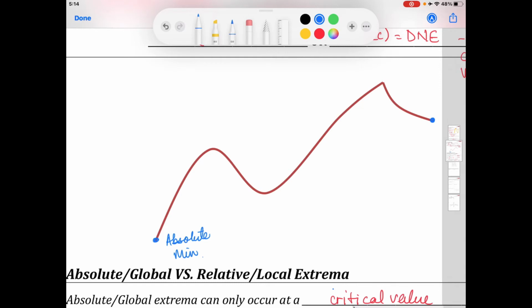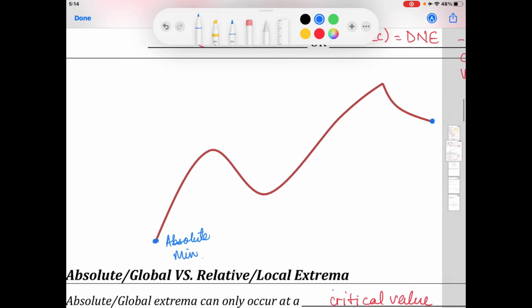Now, how do we look for our critical values? Our critical values are wherever your slope either does not exist or is equal to 0. So here my slope of the tangent line is equal to 0. So that is my critical value. And that happens to be a relative max. And why is it a relative max? Because it is a high point in comparison to points around it, right?